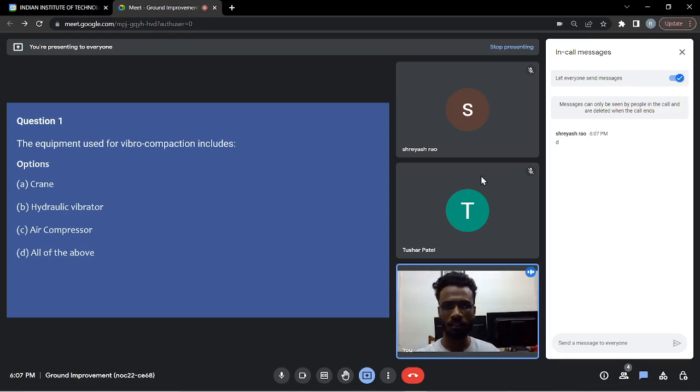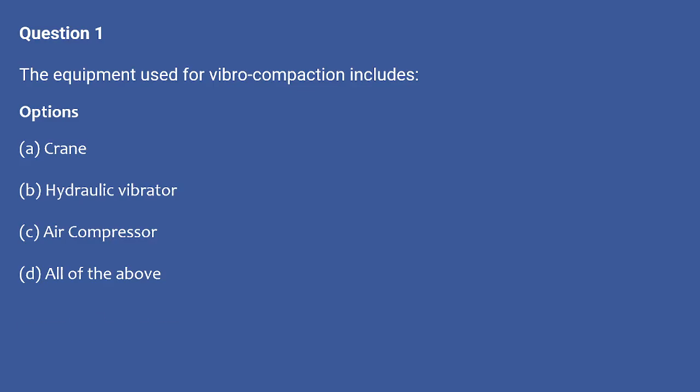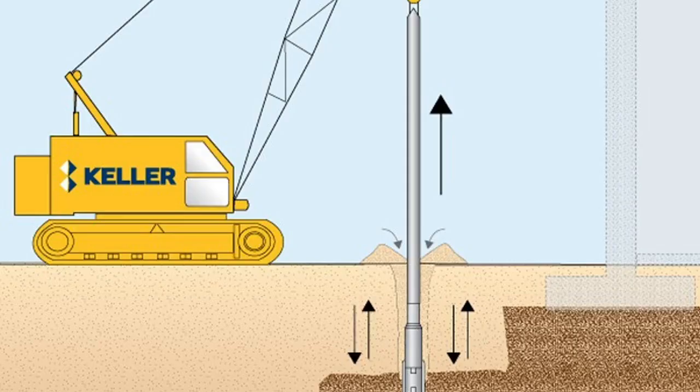Okay, yeah, Shreyansh, the answer is D. So we are basically using all the three major components while using the vibro compaction technique for ground improvement. If we look at the diagram, this is the crane which is holding the probe, and this probe is being penetrated into the ground, and at the end of the probe there is a vibrator which is basically densifying the soil in the lateral direction.